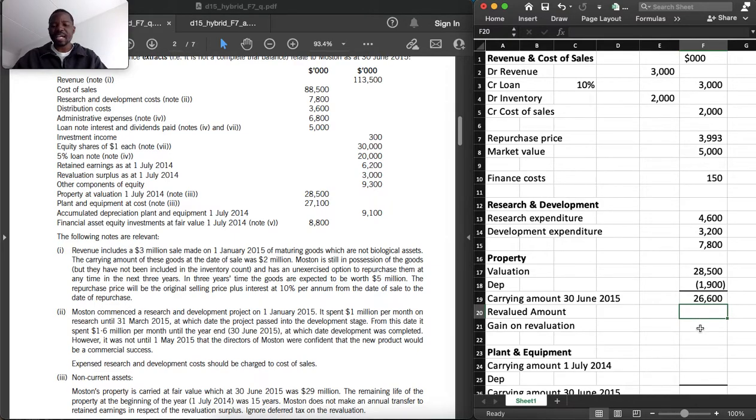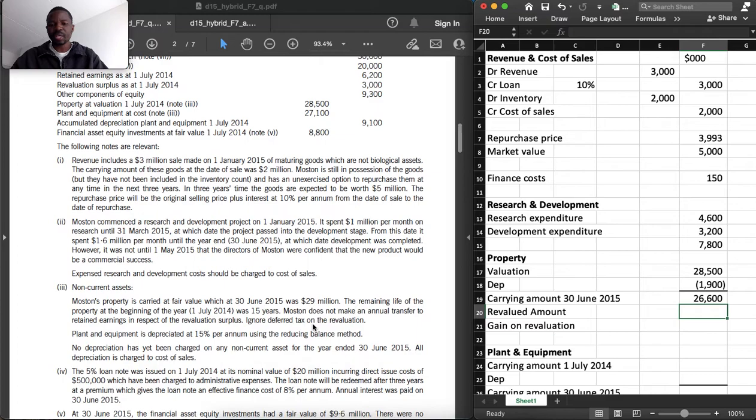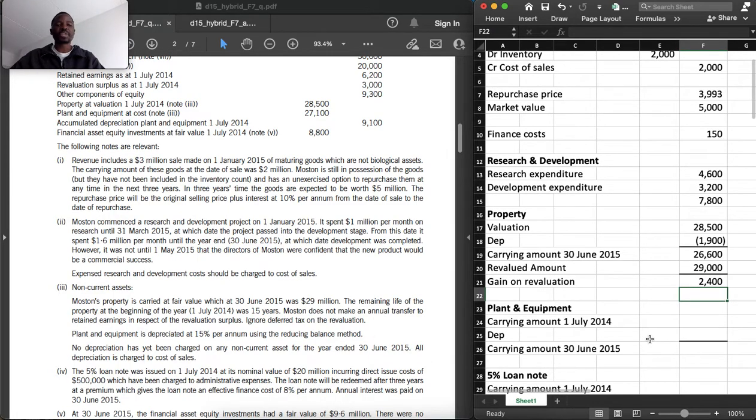Then the revalued amount we are given here is 29 million. So it's 29,000 like that. Then now we need to calculate the gain or loss on revaluation. So the gain on revaluation is 2,400. That will go to other comprehensive income.